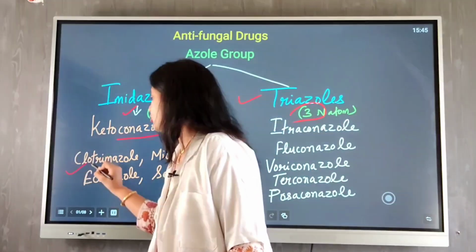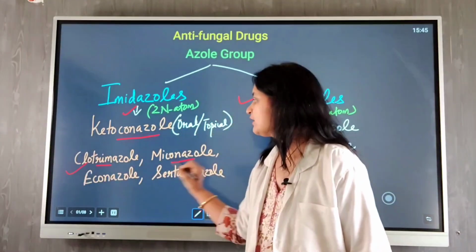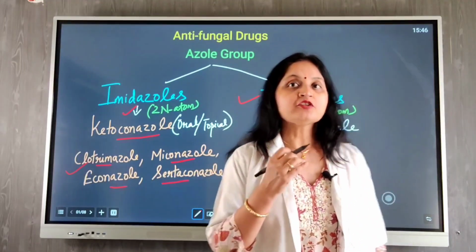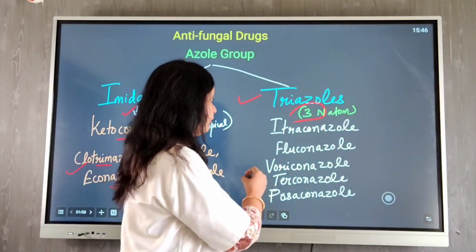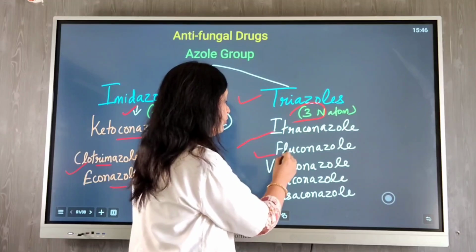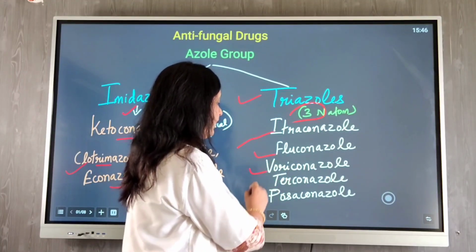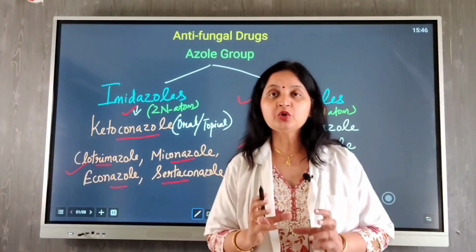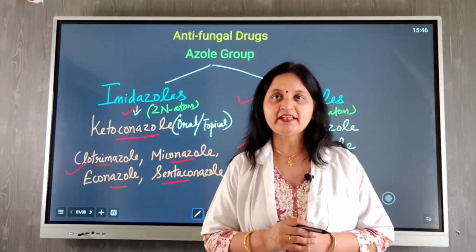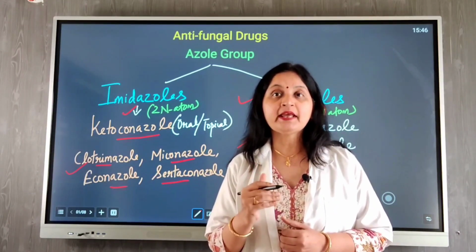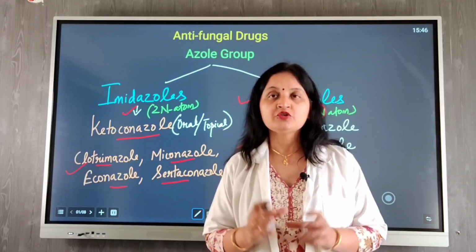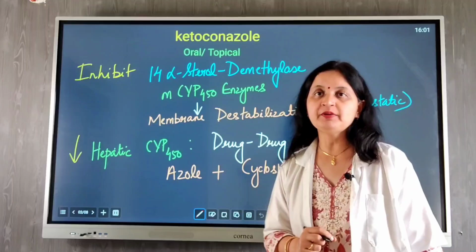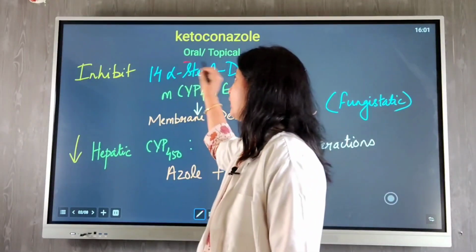The topical formulations are clotrimazole, miconazole, itraconazole and terconazole. The triazole group of antifungal drugs includes itraconazole, fluconazole, voriconazole, terconazole and posaconazole. These are newer azole group antifungal drugs which have replaced the use of ketoconazole. Now let's begin with the prototypic drug, ketoconazole, which is available in both oral and topical formulations.